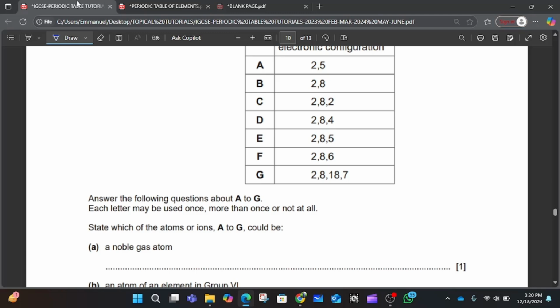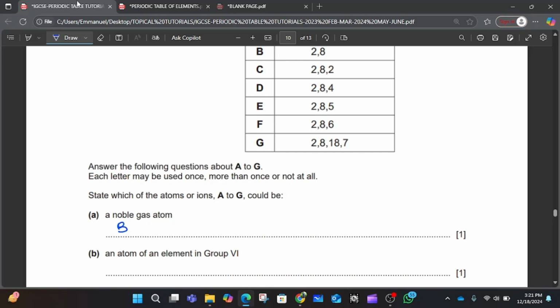State which of the atoms or ions A to G could be A, a noble gas atom. Noble gases are found in group 8. So it means that the valence electron must be 8. If you look at B, it is the one that has the last or the valence electron as 8. So it means that B is a noble gas. B, an atom of an element in group 6. So it means that the last shell must have 6 electrons in it. And F gives us 6 electrons in the valence shell.